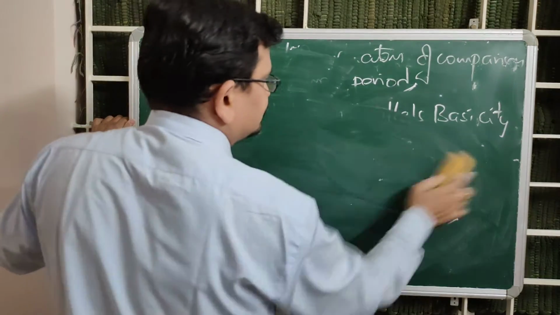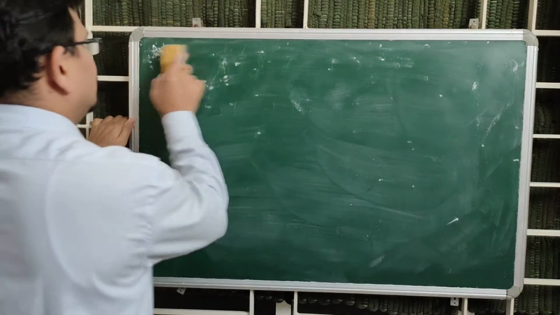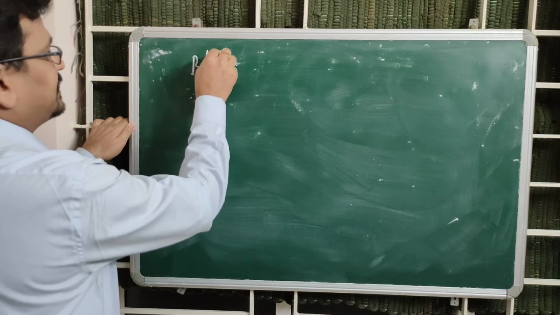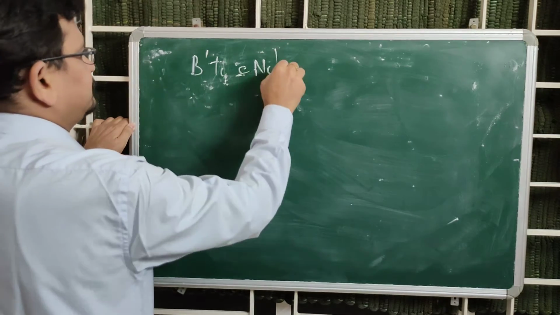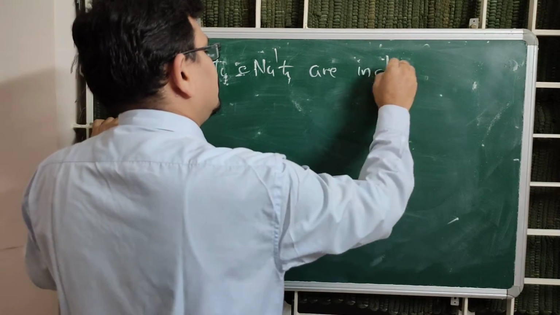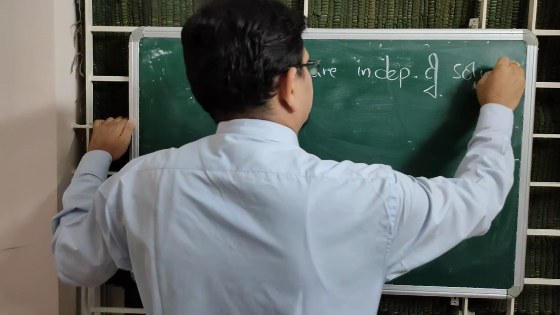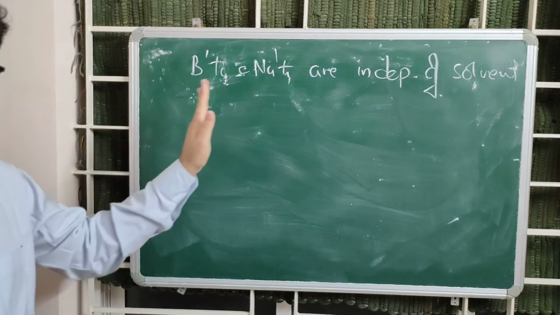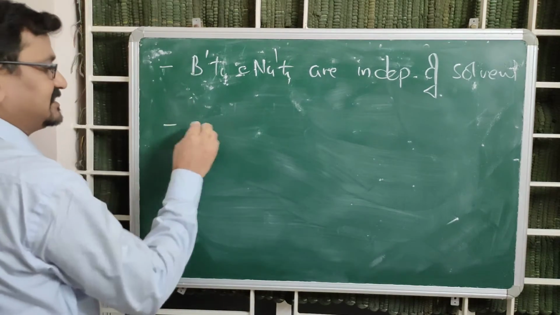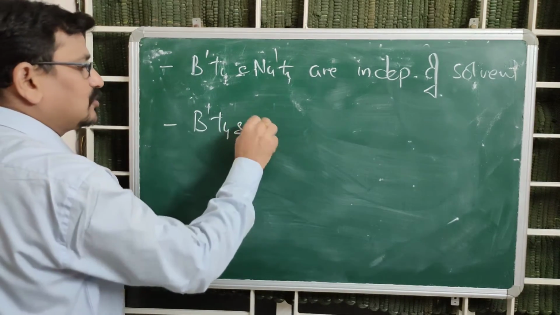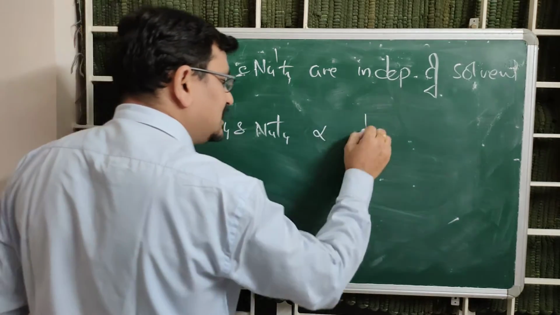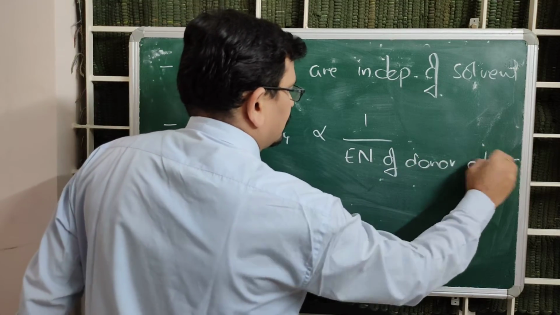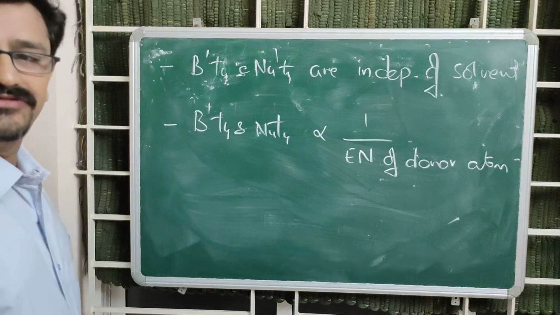For example, whenever the donor atom of comparison belongs to the same period, both basicity and nucleophilicity are independent of solvent, meaning solvent has no effect on these characteristics. The second point to be learned is that both basicity and nucleophilicity are inversely proportional to the electronegativity of the donor atom.